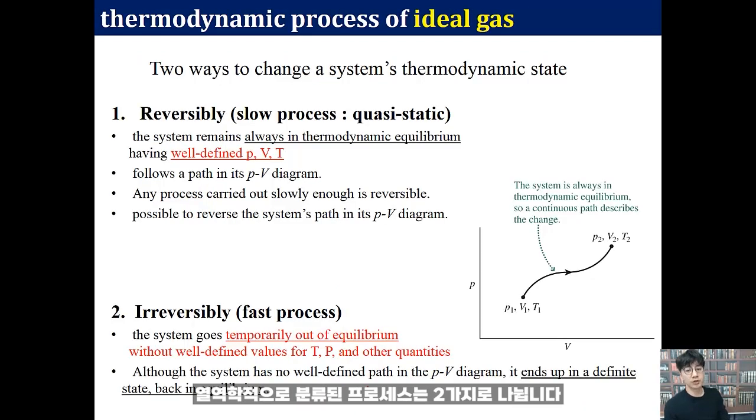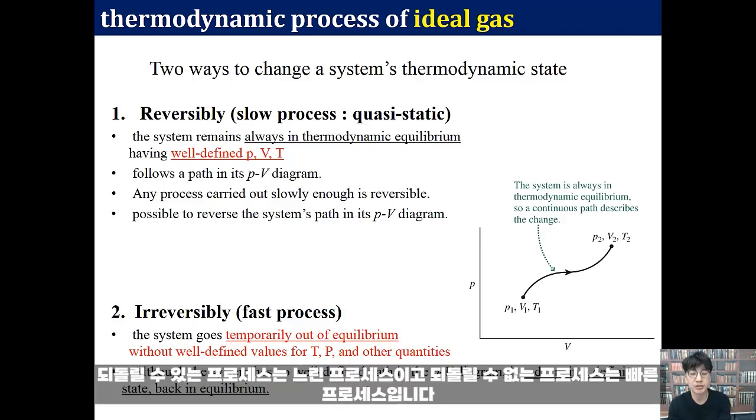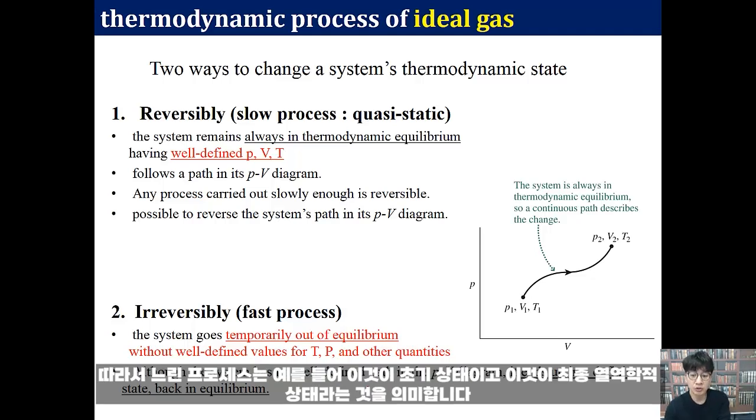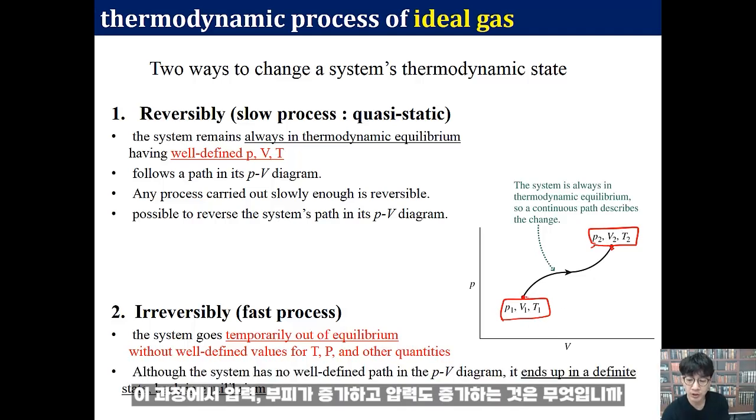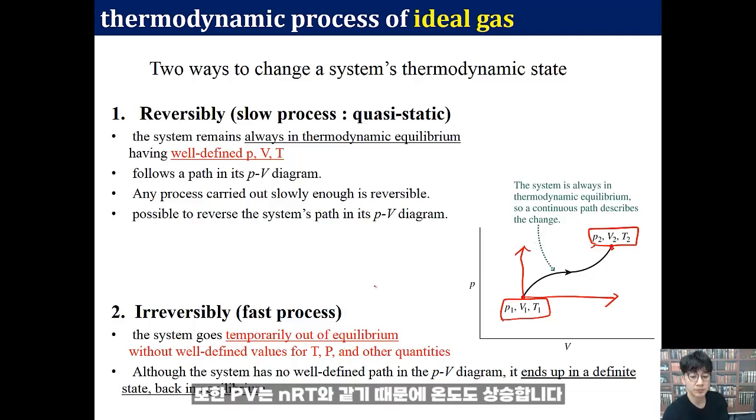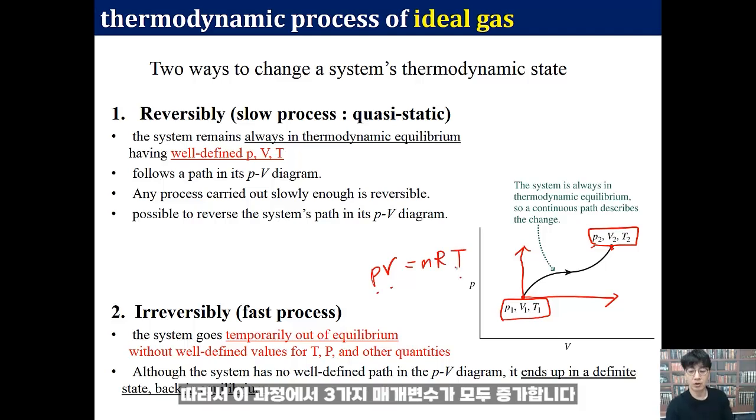There are two categories of processes: reversible processes and irreversible processes. What is the difference between these two? A reversible process is a slow process. An irreversible process is a fast process. Slow process means, for example, this is the initial state and this is the final thermodynamic state. Pressure and volume increase during this process, and also temperature increases, because PV equals nRT. If pressure and volume increase, temperature also increases. So all three parameters increase during this process.